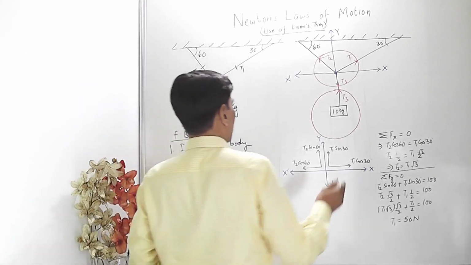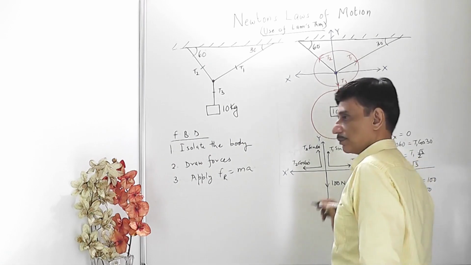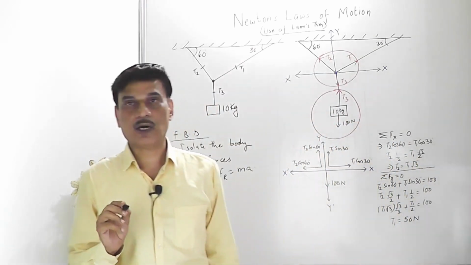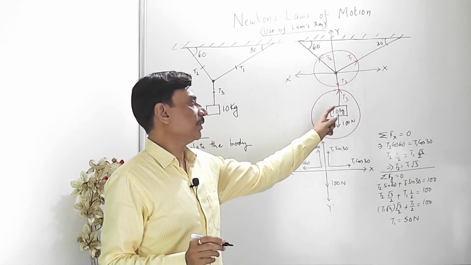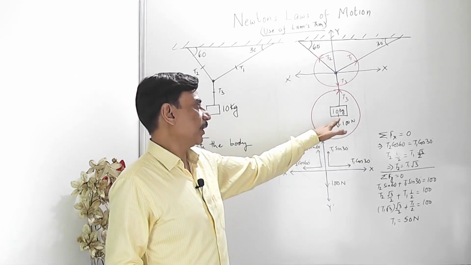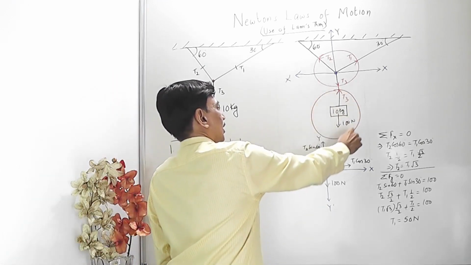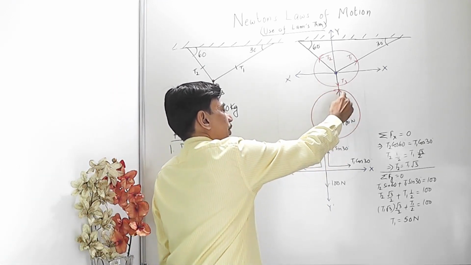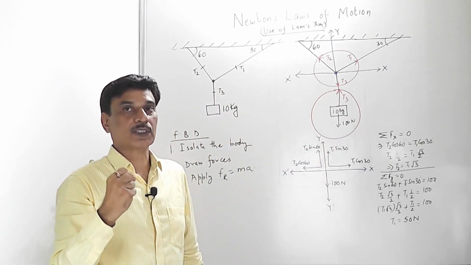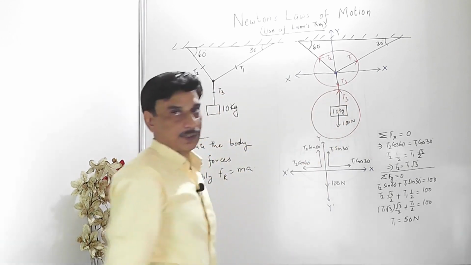Obviously Earth is going to pull it down with a force mg. Mass is 10, g we are taking as 10 meter per second square. So the downward pull it experiences is 100 Newton in this direction. Obviously this circle diagrammatically cuts this string over here, and we know that its tension is always outward, away from the body. So let's call it T3. So T3 is in this direction.